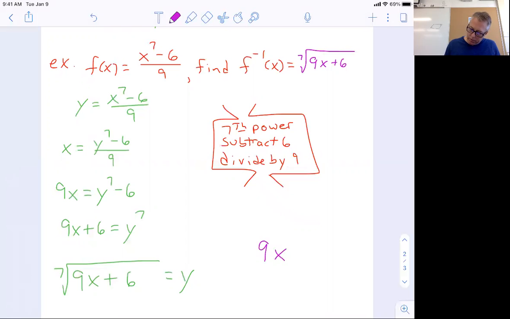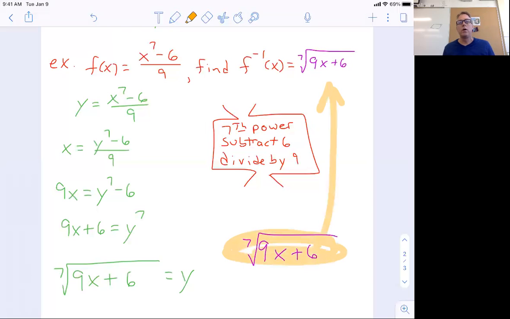Then we did this, we have to undo this. Instead of subtracting 6, we're going to take that number and add 6. And then working our way up, we now have to undo the 7th power. We do that by doing the 7th root. And again, there is our inverse function.